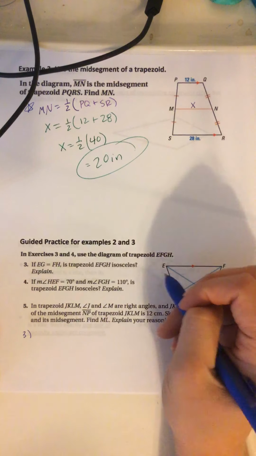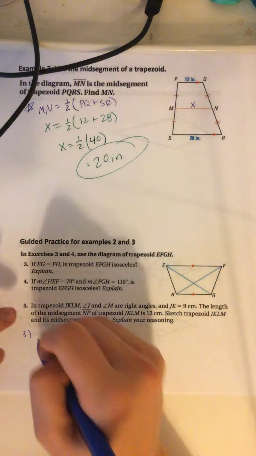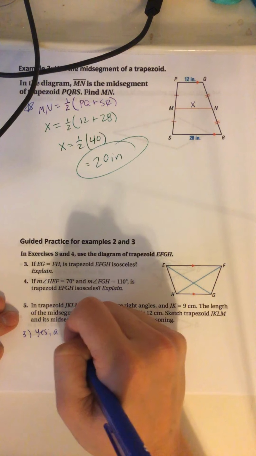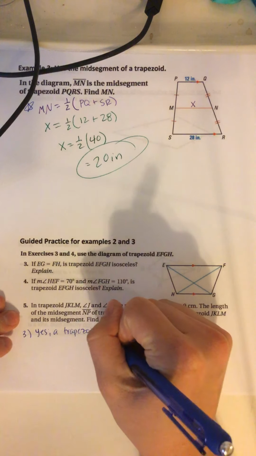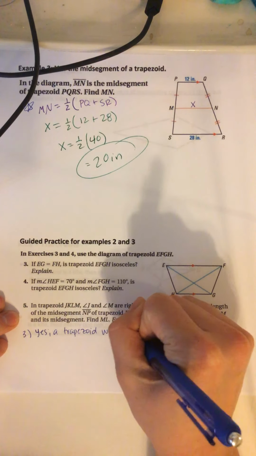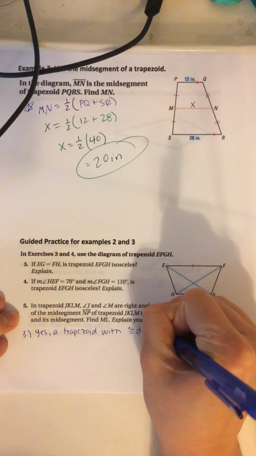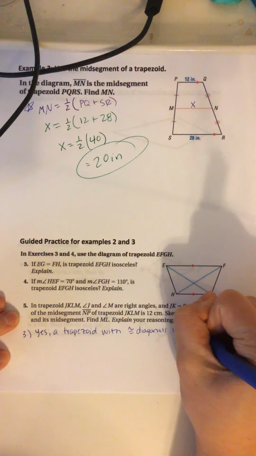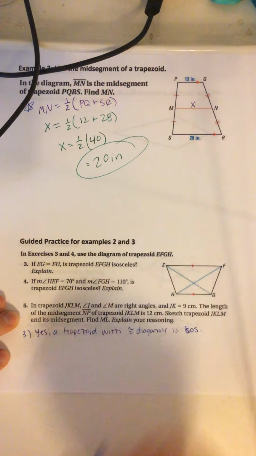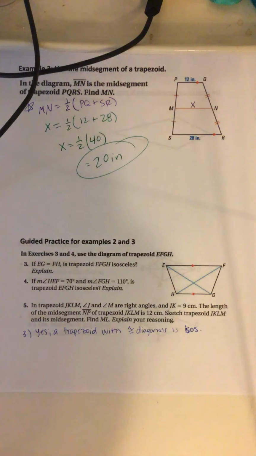If EG, so that diagonal right there, equals FH, this other diagonal, is it an isosceles trapezoid? Well, yeah, because we know a trapezoid with congruent diagonals is isosceles. And we can abbreviate a little bit there. And that's just using that theorem. That's just knowing those theorems that we said at the beginning and just using that to say, yes, it's isosceles. Like a yes or no question.